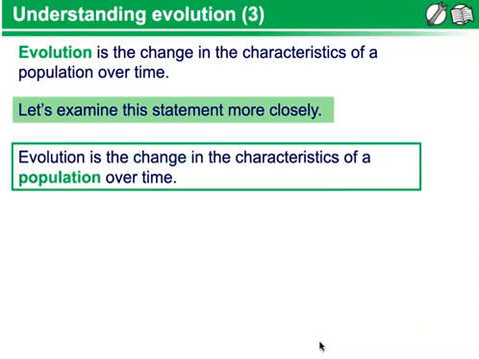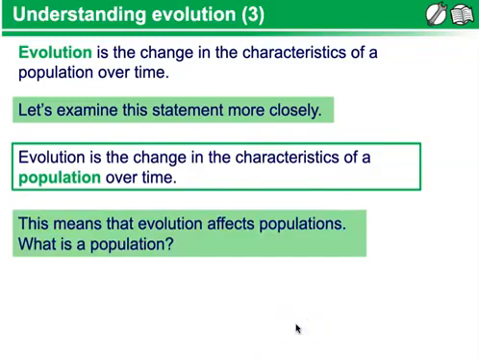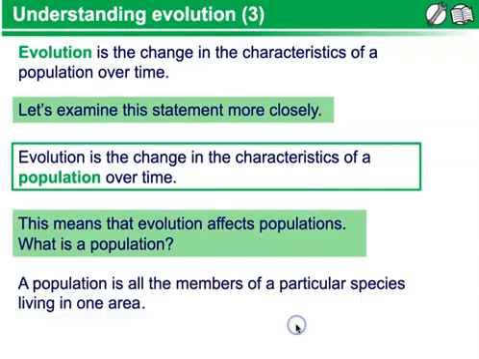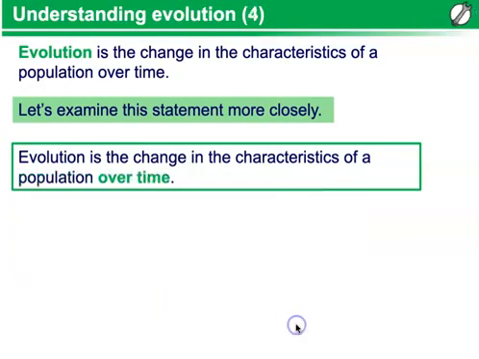Evolution is the change in the characteristics of a population over time. This means that evolution affects populations. So what is a population? A population is all of the members of a particular species living in one area.